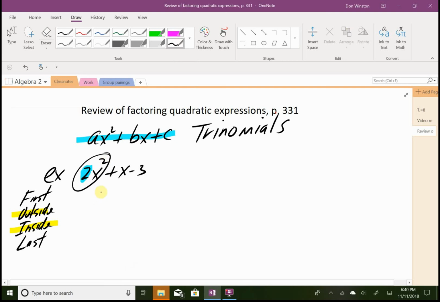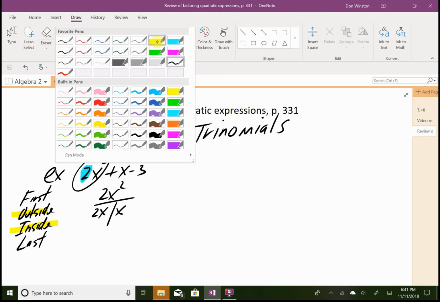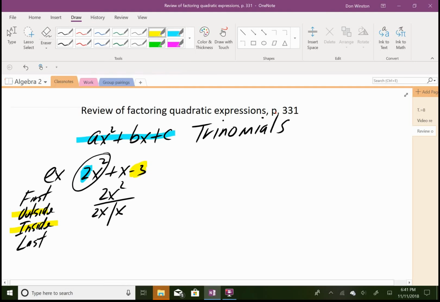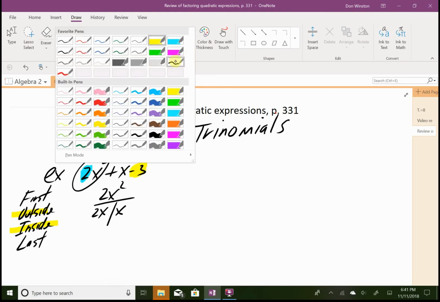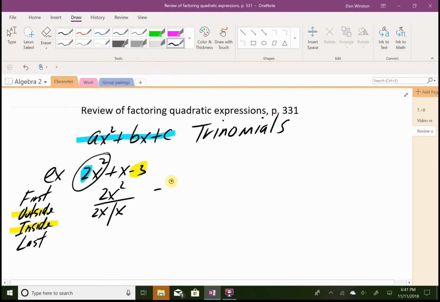So the way we go about this, we first have to list all of our factors of 2x squared. And they are 2x and x. Those are the only pair of factors which will give me 2x squared. And then I have to list factors of this last term, negative 3. A couple possibilities: I have a negative 1 and 3, or I have a 1 and negative 3. Those are the only factors of negative 3.